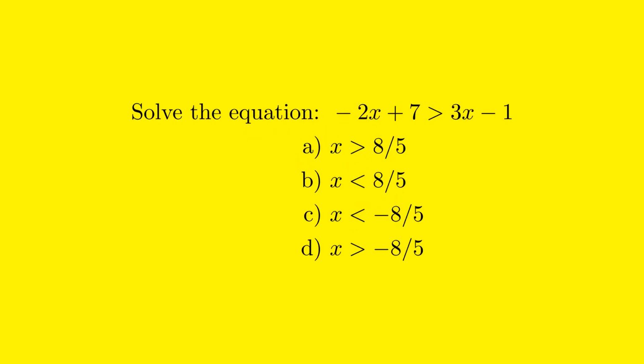Pause the video now and solve the inequality negative 2x plus 7 greater than 3x minus 1 for yourself. Determine which of the following possible solutions is correct. A, x greater than 8 fifths. B, x less than 8 fifths. C, x less than negative 8 fifths. D, x greater than negative 8 fifths.